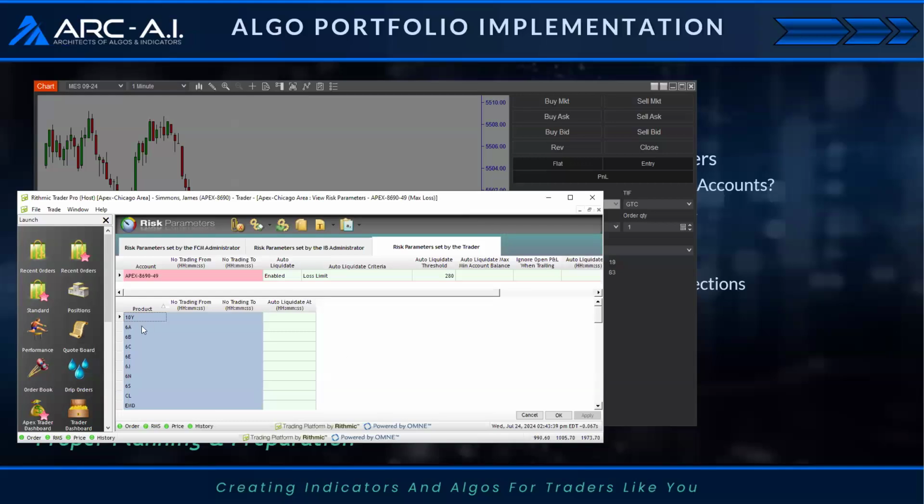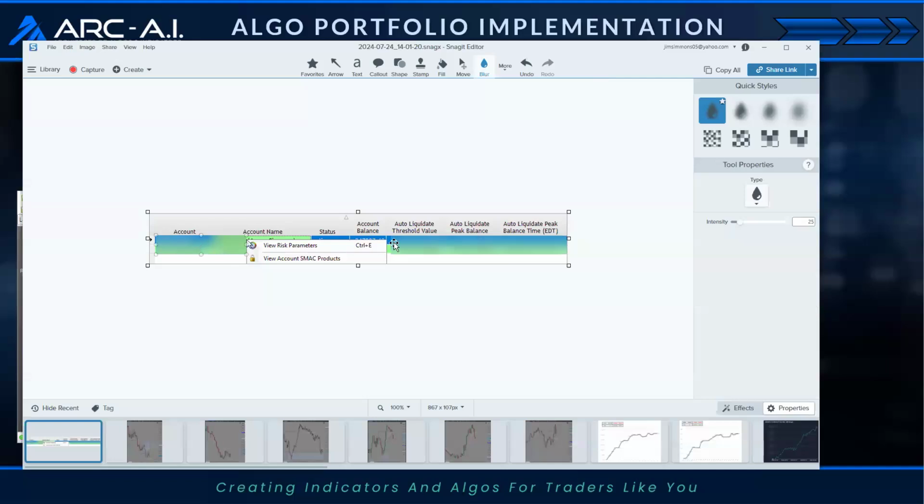So you go to the account that you want. I'm going to show you a screenshot. It's going to look like this. I blurred everything out, okay? But your account's going to be here. You right click, and when you right click, you're going to see view risk parameters.